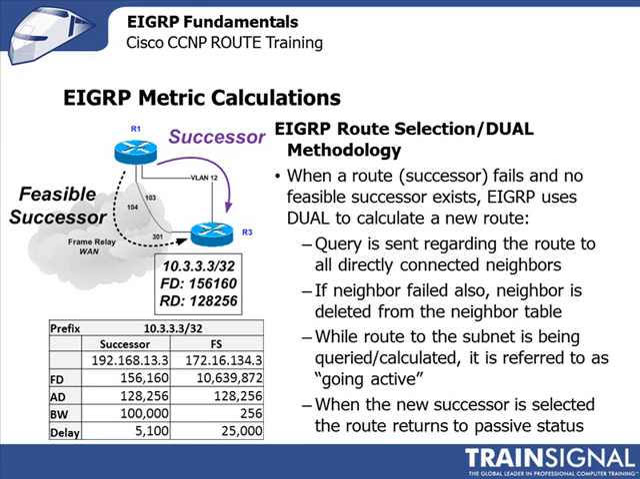While the route is being calculated, it's referred to as going active. If you remember when we looked at the topology table, P meant passive, it meant it was in steady state. A for active means that a query and reply process is going on to calculate the best path to a particular network. When the new successor is selected and all the route calculation has been done, the route then returns back to passive status. So that's the simple process that EIGRP uses to determine a route when a successor has failed and there is no feasible successor.